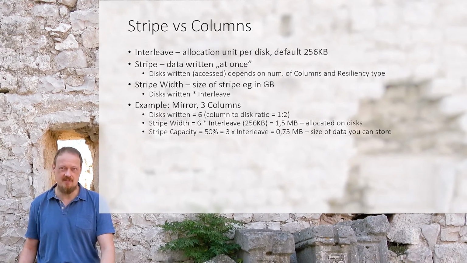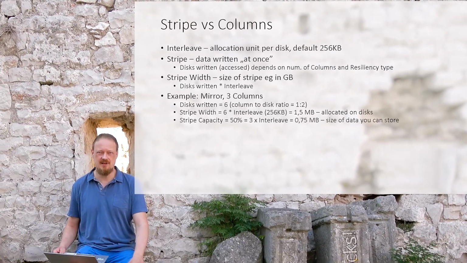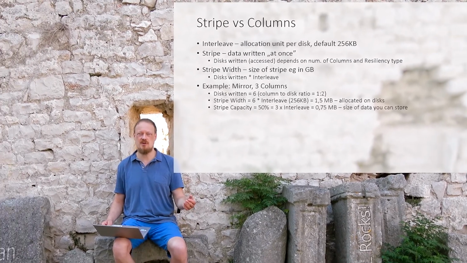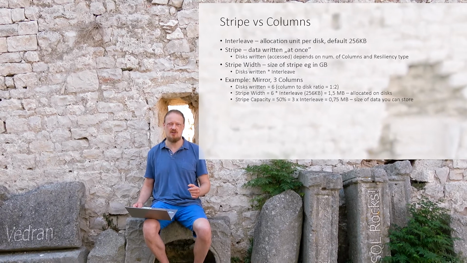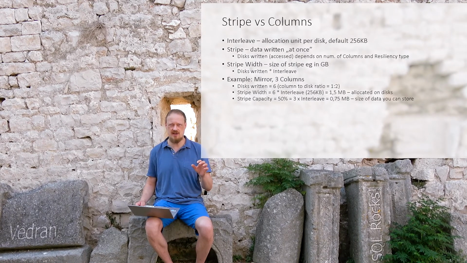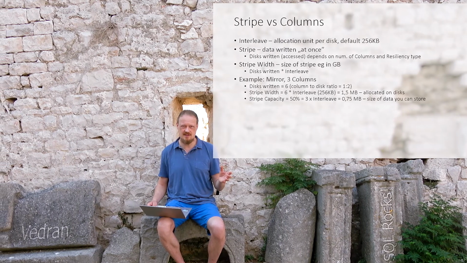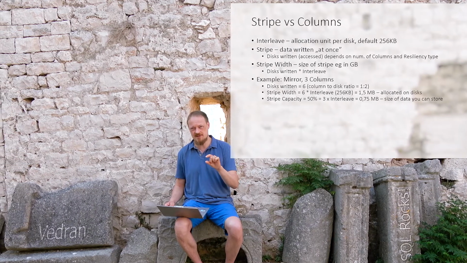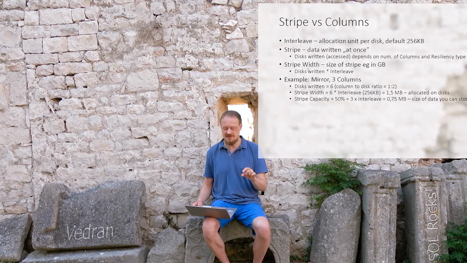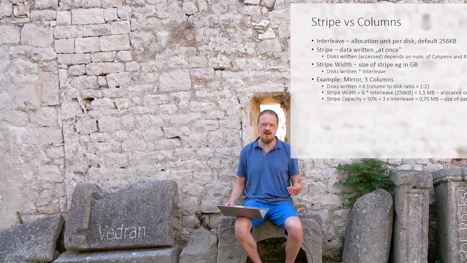Okay, let's see example. Mirror with 3 columns. Each column corresponds to 2 disks in mirroring. So that means with 3 columns we write to 6 drives at once. So disks written equals 6. Stripe width is 6 disks times space per disk allocated, 256 K, it's 1.5 megs.